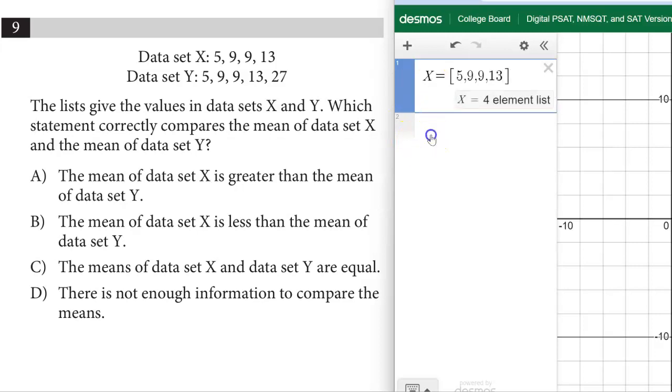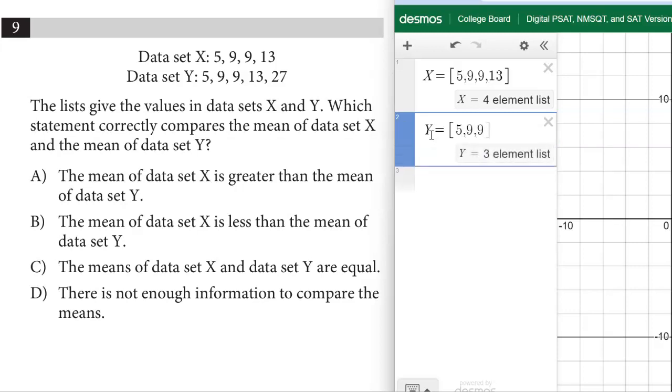All right, then we're going to type another data set. Y, same way. So type the name of the set and then square brackets and then type the data sets, just like this. And the question says the list gives values. What statement correctly compares the mean of the data set?